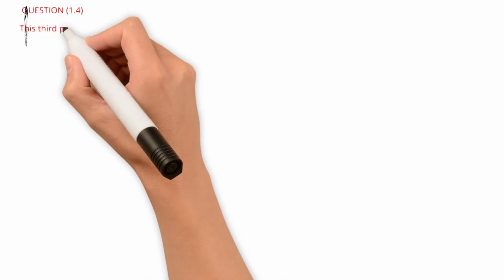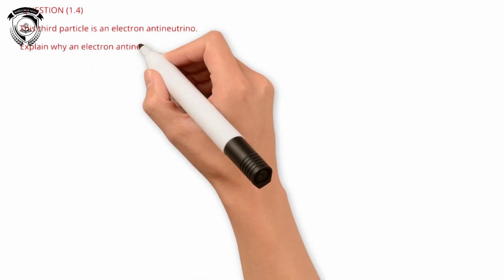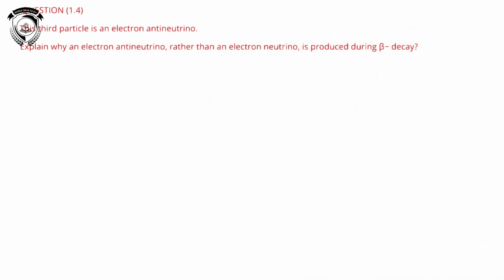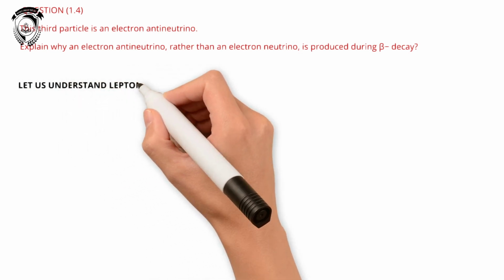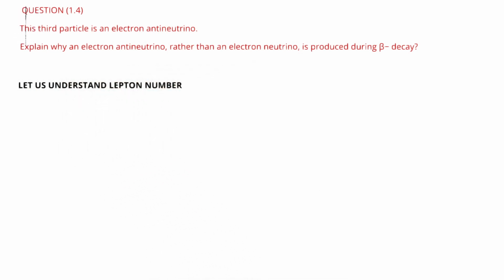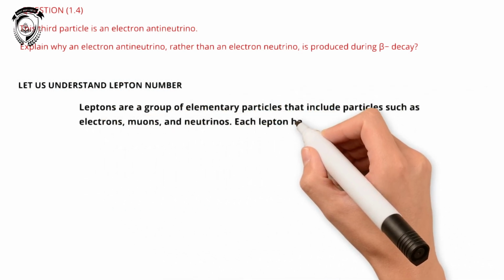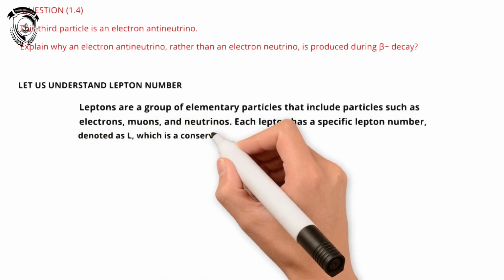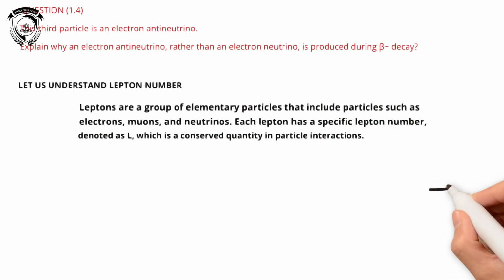Question 1.4. They say that this third particle is an electron anti-neutrino. You have to explain why an electron anti-neutrino rather than an electron neutrino is produced during beta minus decay. Before we move forward, let us understand what a lepton number is. Leptons are a group of elementary particles that include electrons, muons, and neutrinos, and each lepton has a specific lepton number, most of the time denoted by capital L. Remember, in particle interactions, lepton number is conserved. Keeping this in mind, let us solve this.